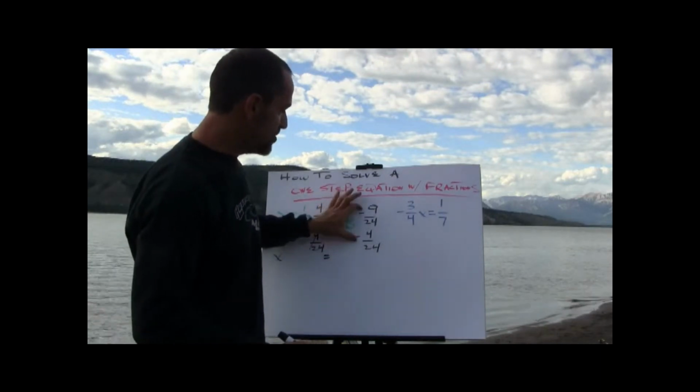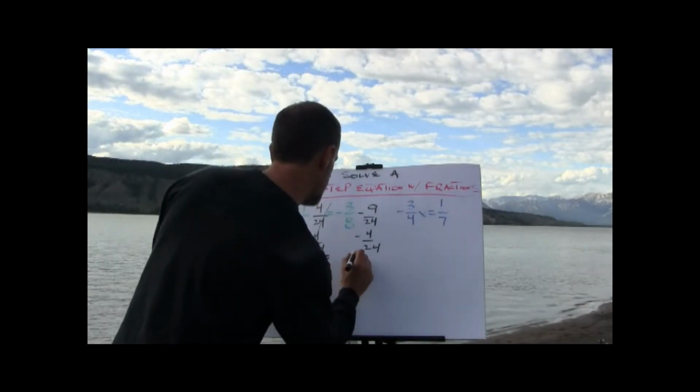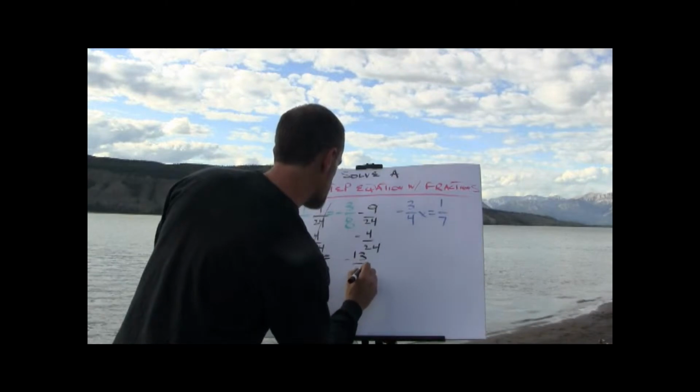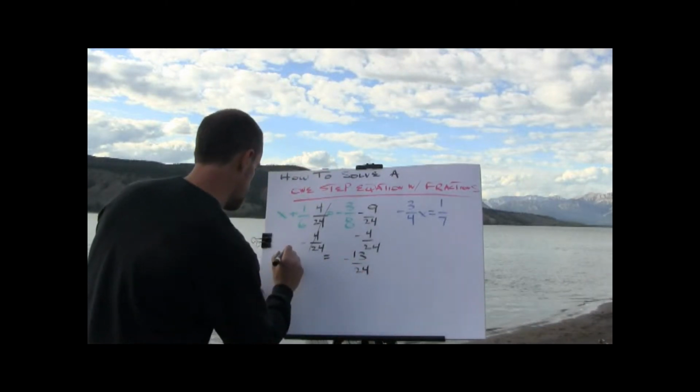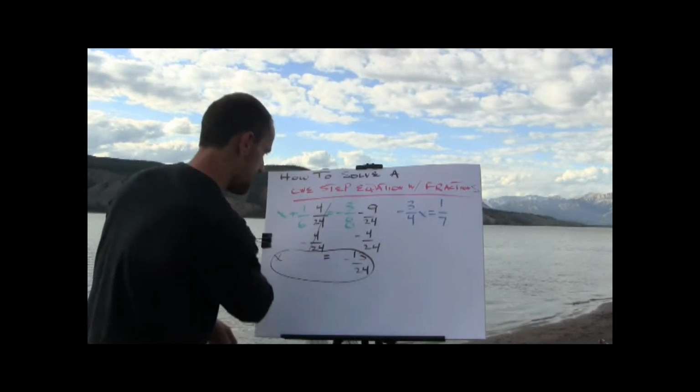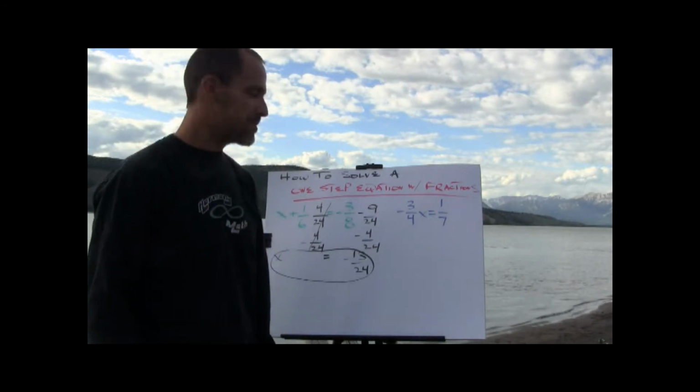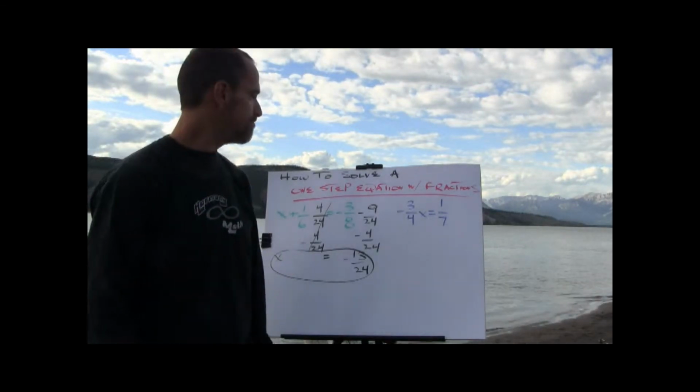Over here we're going to add two negative numbers and get negative 13/24. So my final solution is x equals negative 13/24. And I don't have to reduce.